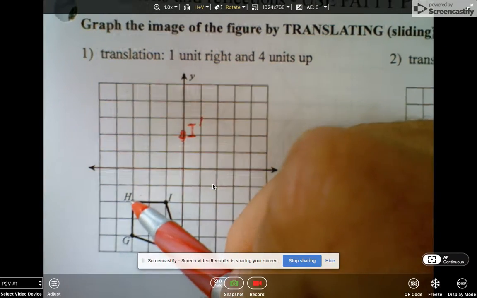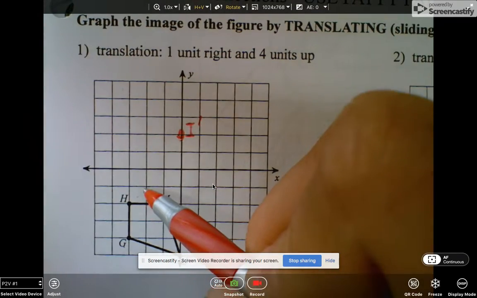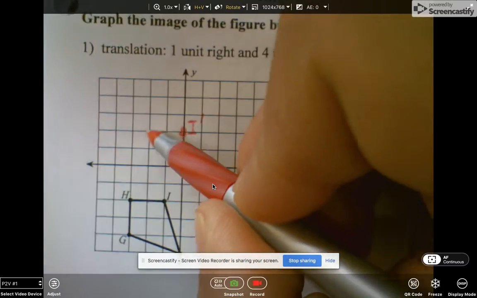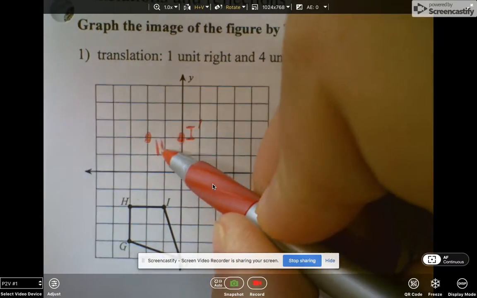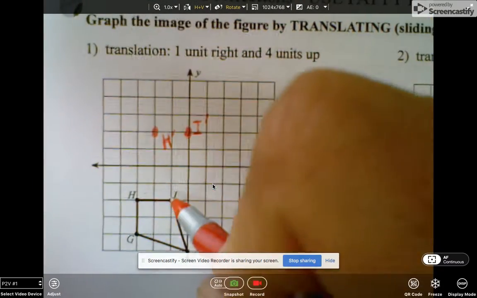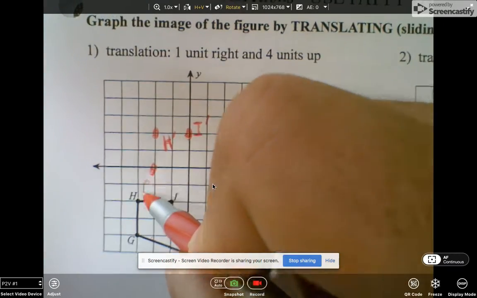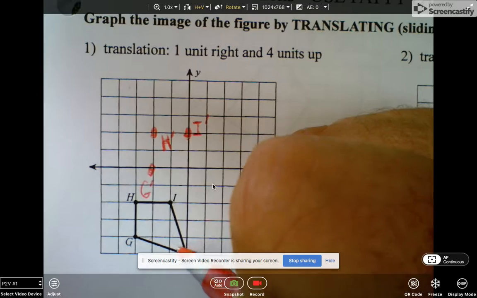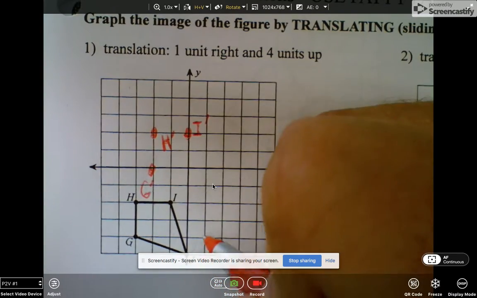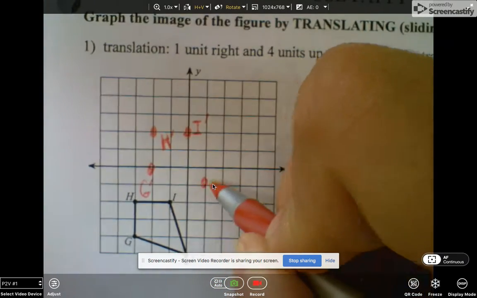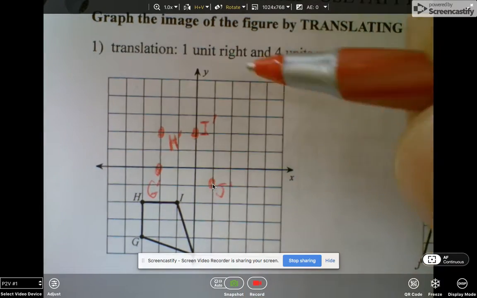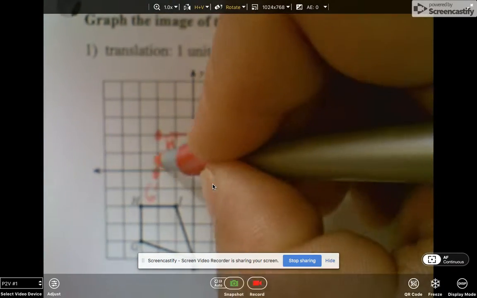I'll do it again here. Remember, I count and I go 1 and then 1, 2, 3, 4. This is H prime. And then 1, 1, 2, 3, 4. G prime. And then 1, 1, 2, 3, 4. J prime. Now we can use the patty paper to connect these dots.